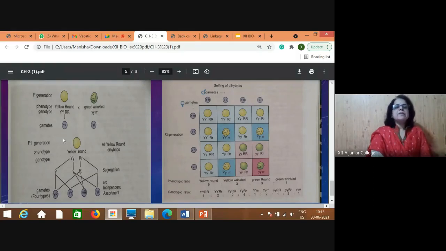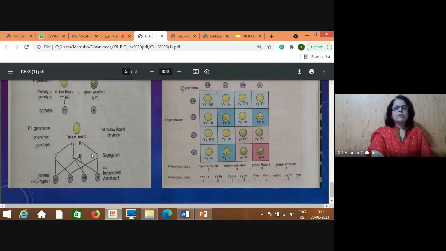Then these gametes in the F1 generation, whatever the offsprings are produced by crossing these two parental forms, all the hybrids or all the F1 offsprings are seen to be with yellow colored and round shaped seeds. So all the offsprings are showing the seed color as yellow and shape as round in F1 generation.